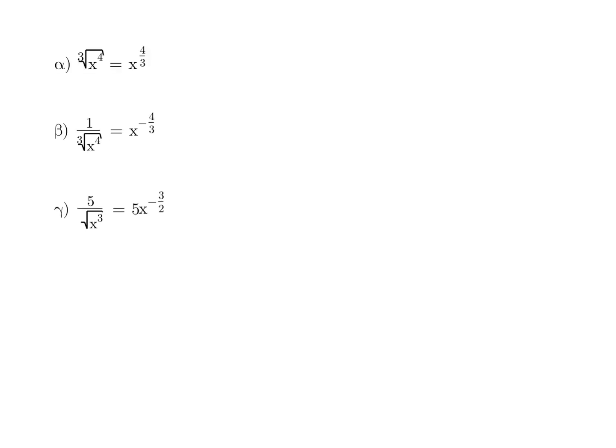So for the first one, the cube root of x to the 4, we've got a power of 4 that goes on top, and the cube root, so the 3 goes on the bottom. The second one is the answer we got for the first one, but because it's 1 over, that means it's got a negative power. And the final one, the 5 out the front, that's 5 lots of x to the power of. Once again, the square root is on the bottom, so it's a negative index, and then it's to the power of 3 over 2.